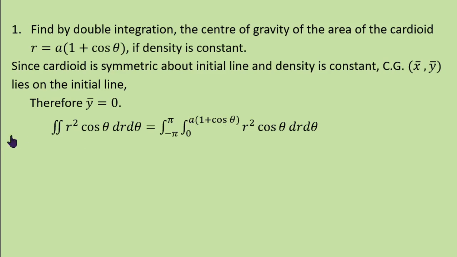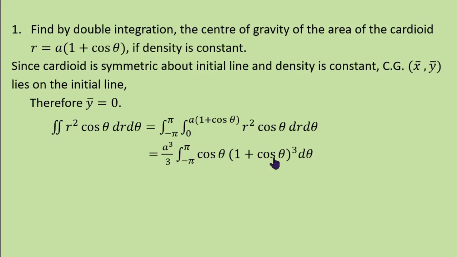Integral of r square with respect to r is r cube by 3, and cos theta is constant, hence 1 by 3 is taken outside, a cube is taken outside, 1 plus cos theta whole cube. That means r cube by 3 gives a cube, 1 plus cos theta whole cube, into this cos theta. Integrate this from minus pi to pi.